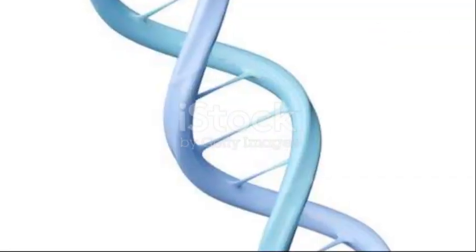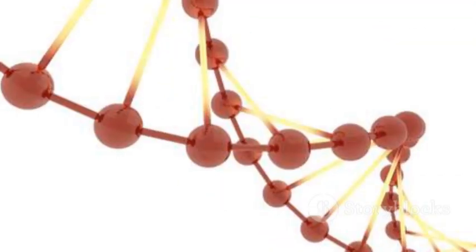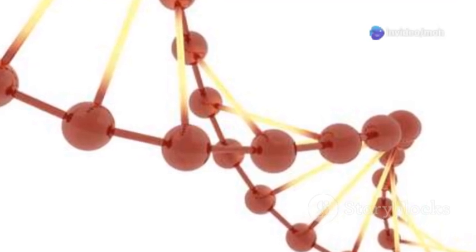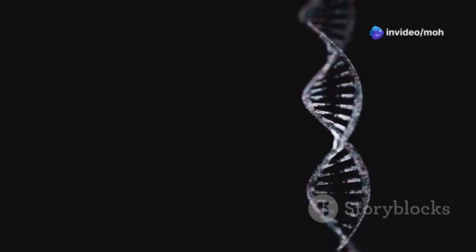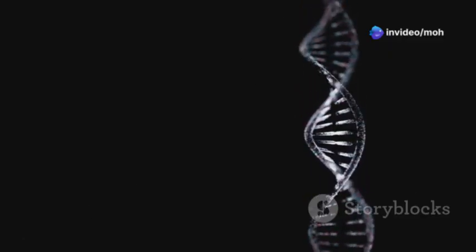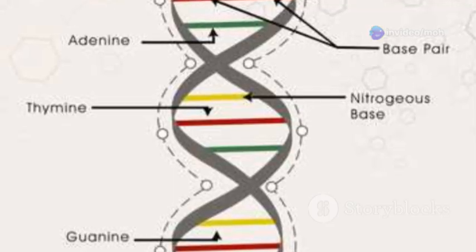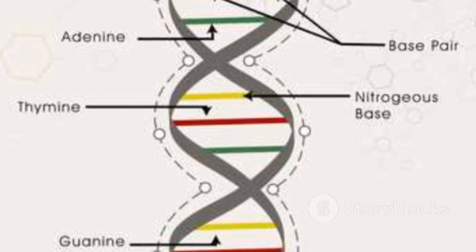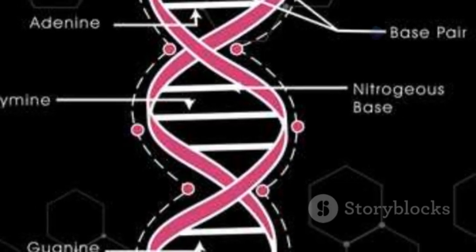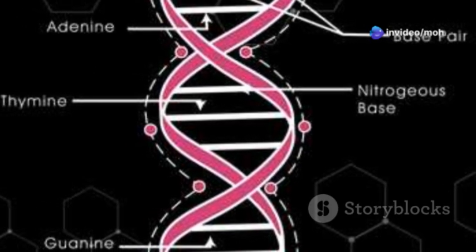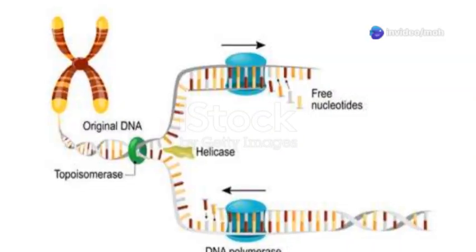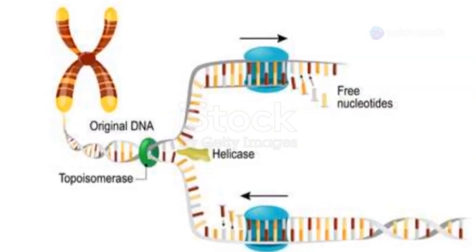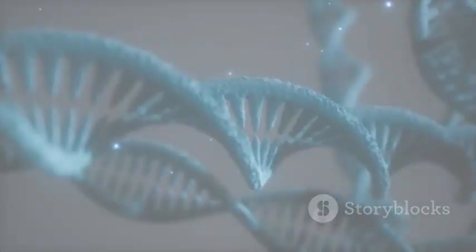The double helix is often compared to a twisted ladder. The sides of the ladder are made up of alternating sugar and phosphate molecules. The rungs of the ladder are composed of pairs of nitrogenous bases. There are 4 types of nitrogenous bases in DNA: adenine, thymine, guanine, and cytosine. Adenine always pairs with thymine, and guanine always pairs with cytosine. This complementary base pairing ensures that the genetic information is copied accurately during DNA replication.